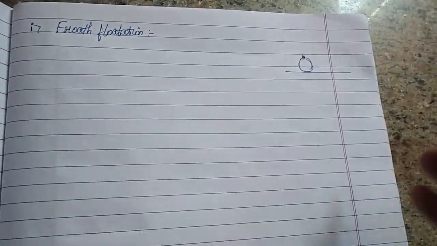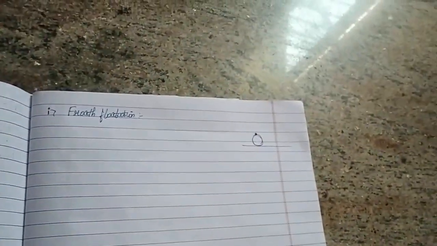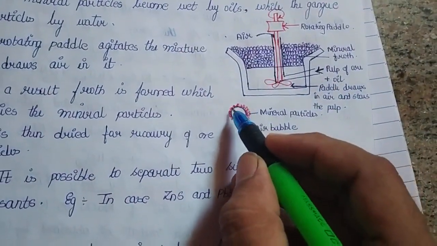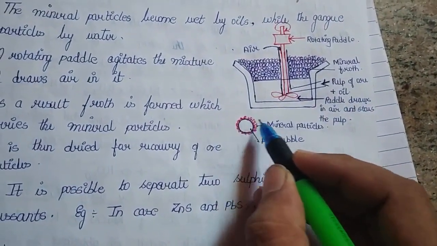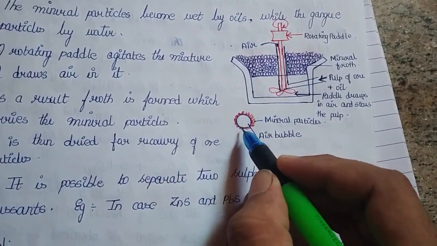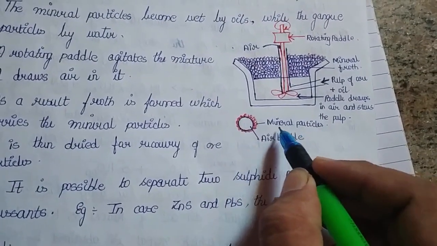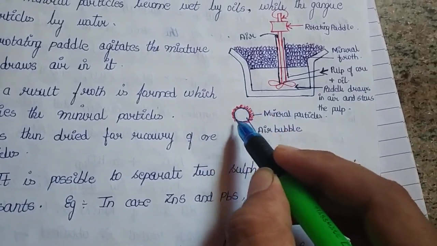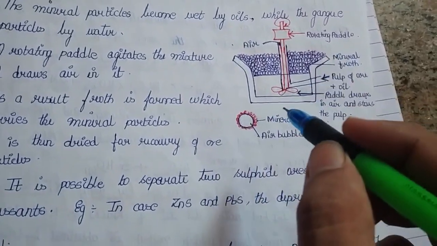Once again, I am giving you a clear image over here, in case you want to see. So this is our air bubble, and you can see that the red marks over here are your mineral particles. What has happened? They are present only on the surface.